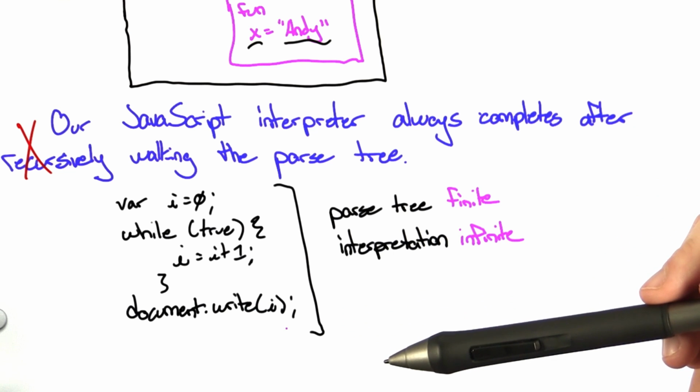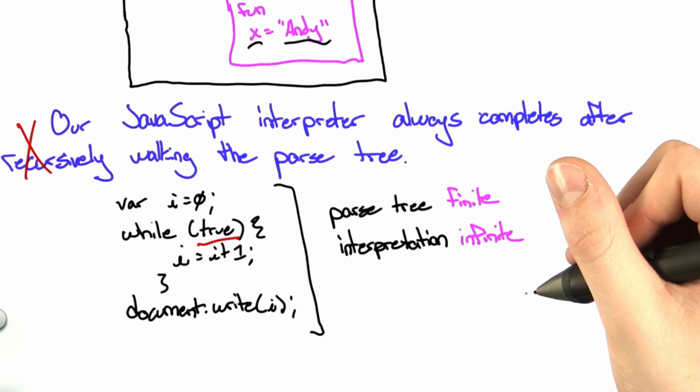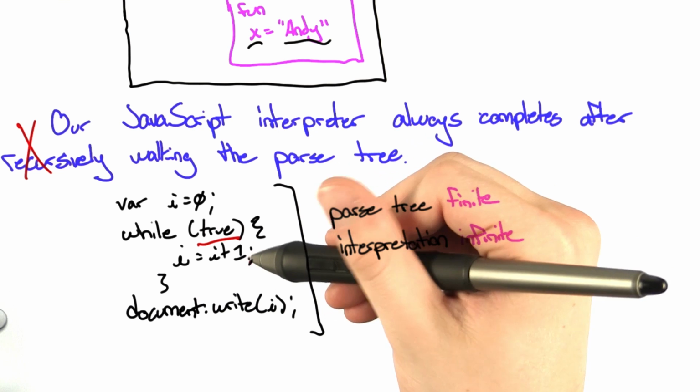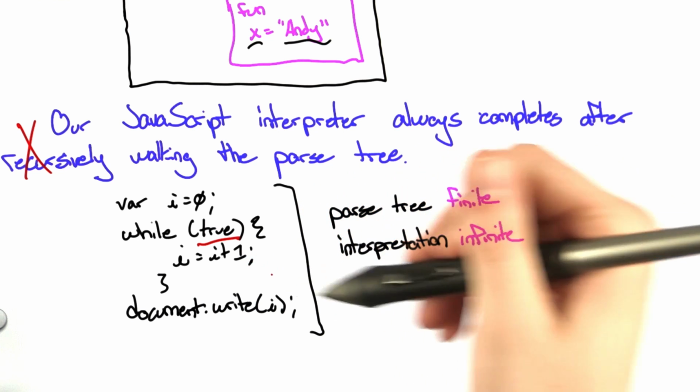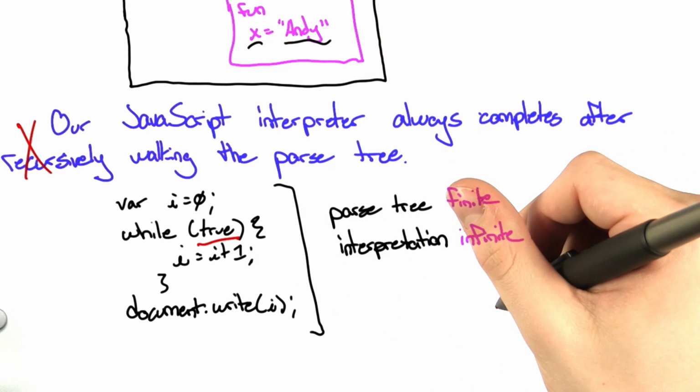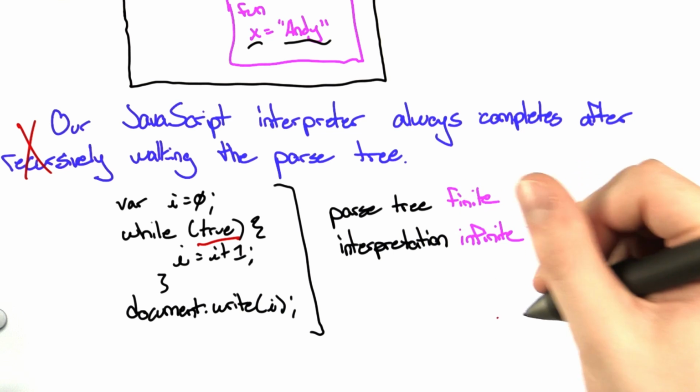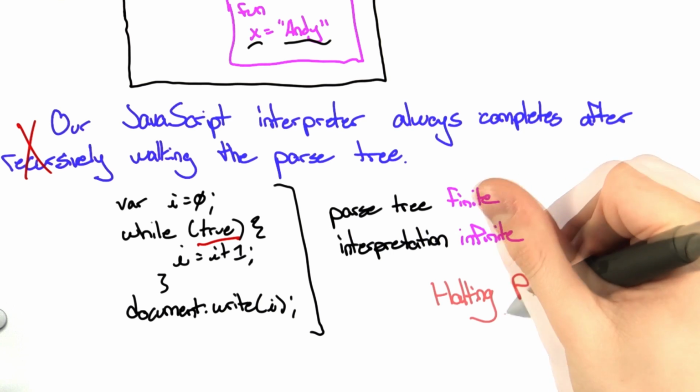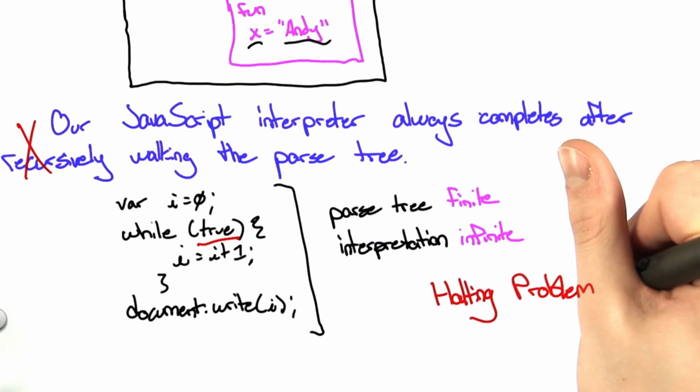Well, although we can tell in this case that the while loop is never going to exit because it's true, and nowhere inside the loop do we change the control flow, in practice and in theory, doing this for the general case is impossible due to the halting problem, which we discussed in lecture.